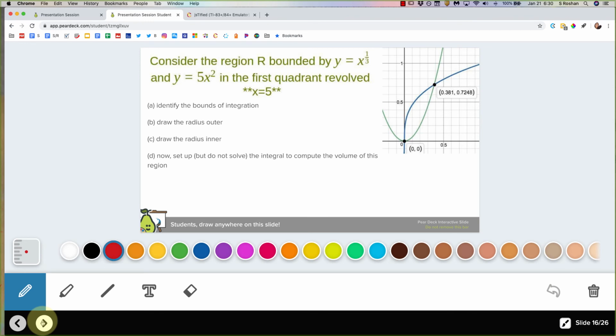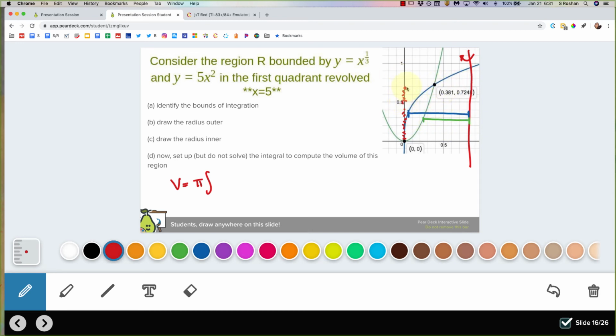All right, in this question, they're asking us now to revolve it around x equals 5. So let me get my x equals right this time. X equals 5 is going to be here. And so now this is going to be my radius outer, and this is going to be my radius inner because it's shorter. So my volume is going to be pi integral. I'm doing dy slices still here, right? Because my slices are this way.